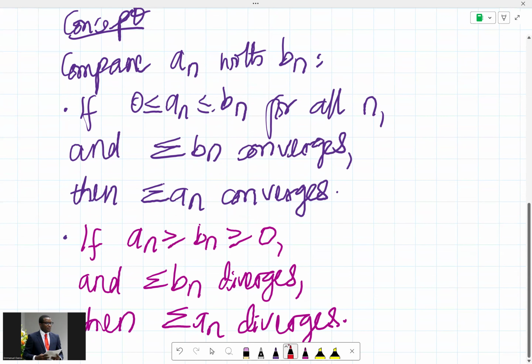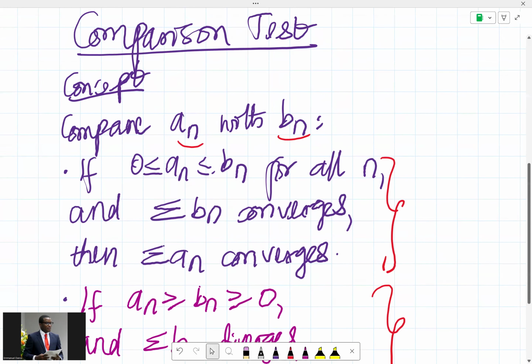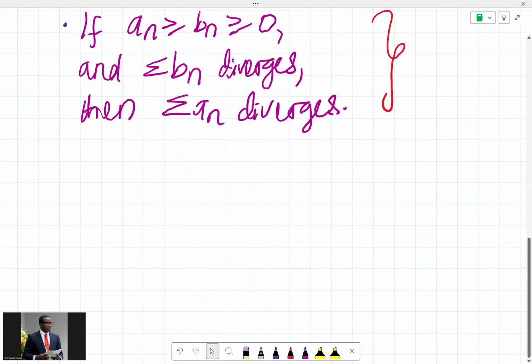So we have this first part, that if we compare AN and BN, and AN lies between 0 and BN for all N, and if the series BN converges, then the series AN also converges. We also have the other part, which says that if AN is greater than or equal to BN, and BN itself is greater than 0, it's as good as saying that 0 is less than or equal to BN is less than or equal to AN. That is, BN is now between 0 and AN. And if BN diverges in that situation, that means that AN also diverges. That's the basic concept there. So let's move on and do some examples.